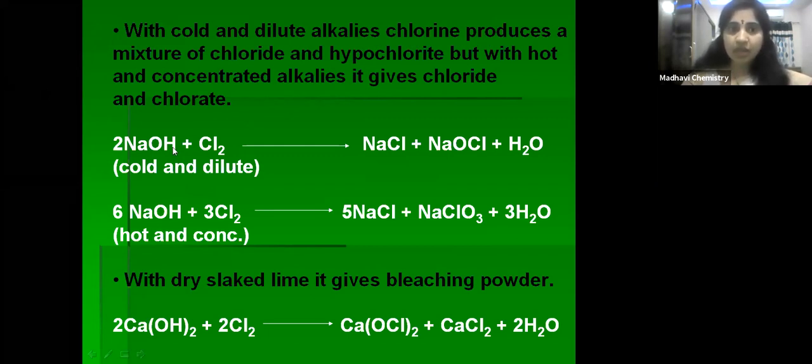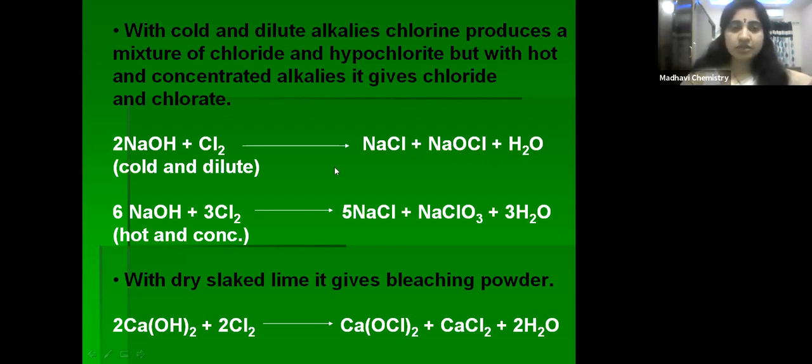First, let us see when chlorine reacts with cold and dilute alkali. We are considering here cold and dilute sodium hydroxide. When chlorine reacts with cold and dilute sodium hydroxide, it gives sodium chloride plus sodium hypochlorite, NaOCl, plus H2O.